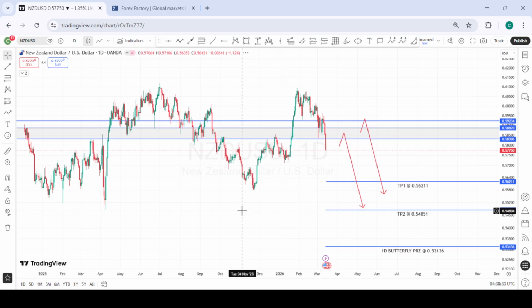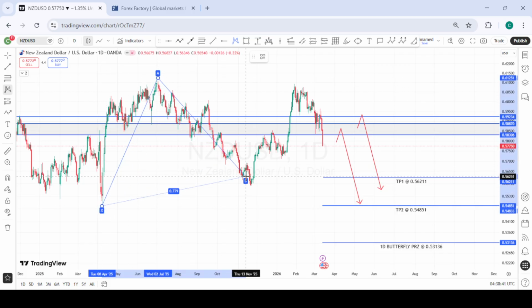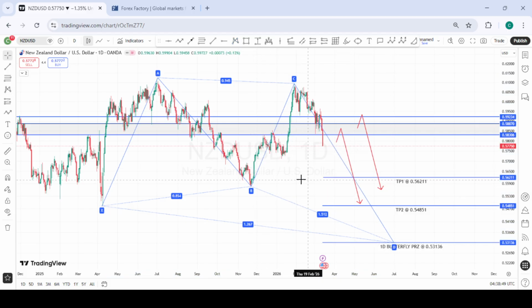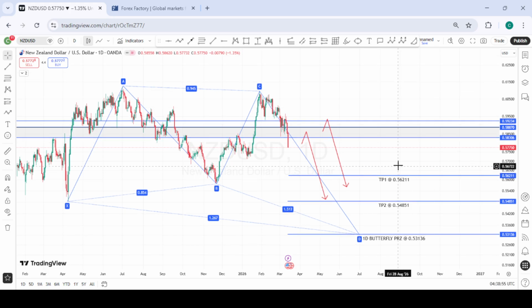If that plays out, this would likely be considered a potential Butterfly pattern. So this will be the X, this will be the A, this will be the B leg, the C leg, and the potential D leg that we are looking out for to the downside. So we are also very bearish on NZDUSD for the coming week.